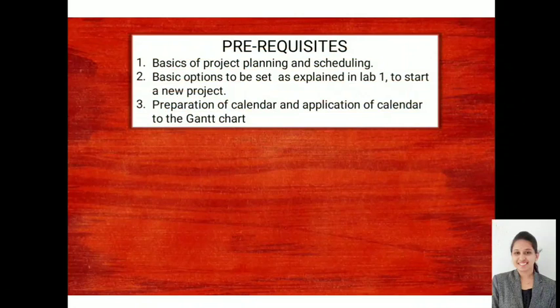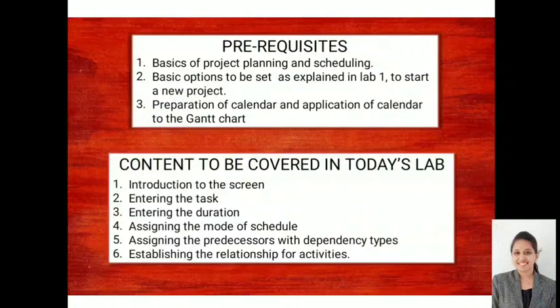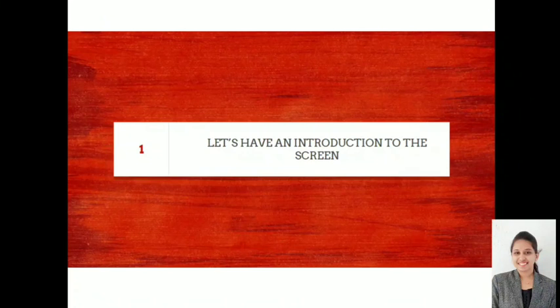Okay, so the prerequisites for this lab: you need to know the basics of project planning and scheduling, the basic options to be set as explained in Lab 1 to start a new project, and also preparation of a calendar and application of the calendar to the Gantt chart as seen in our Lab 2. Okay, so today we'll be covering introduction to the screen, entering the task, entering the duration, assigning the mode of schedule, assigning the predecessors with the dependency type, and establishing the relationship for the activities.